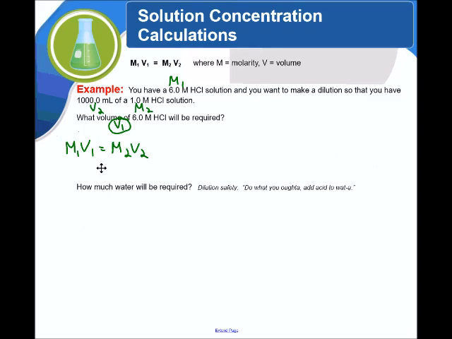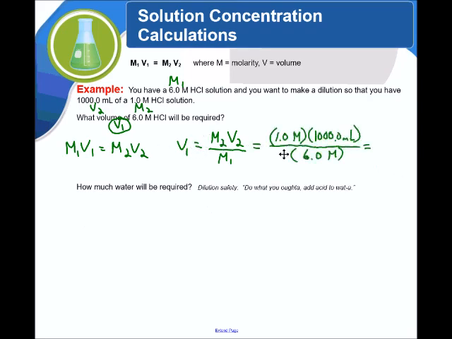So this is our formula. M1 times V1 equals M2 times V2. We're going to rearrange it so that V1 is by itself. And we're going to plug in our numbers. So 1.0 times 1,000 divided by 6.0. Our answer comes out to be 167 milliliters.